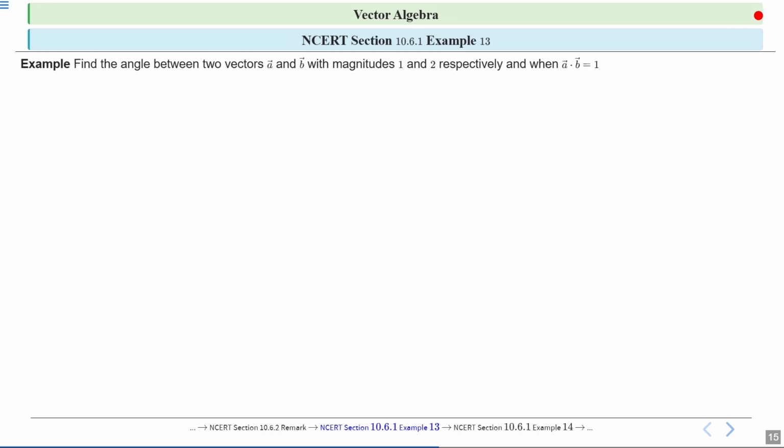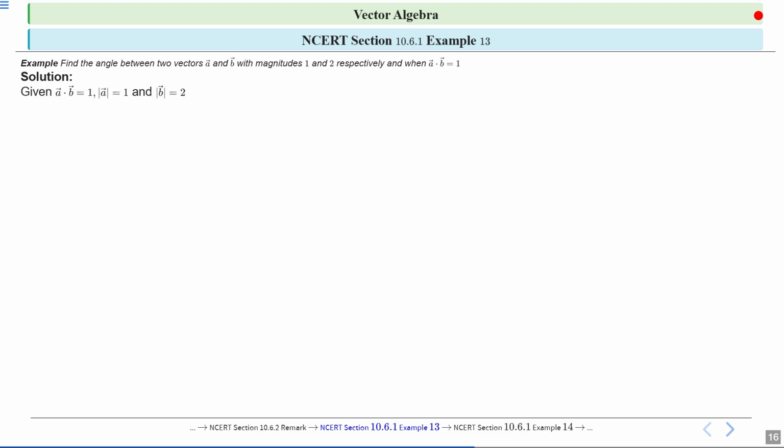Got it. Next, NCERT section 10.6.1 example 13, which says: find the angle between two vectors A vector and B vector with magnitudes 1 and 2 respectively, and when A vector dot B vector is equal to 1. So let's see how we can solve this. We have to find the angle between two vectors A vector and B vector with magnitudes 1 and 2 respectively when A vector dot B vector is equal to 1.